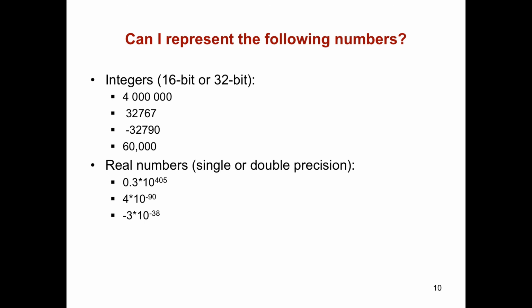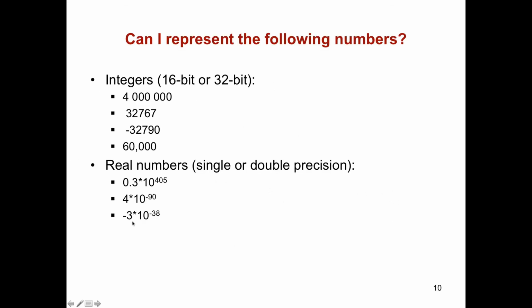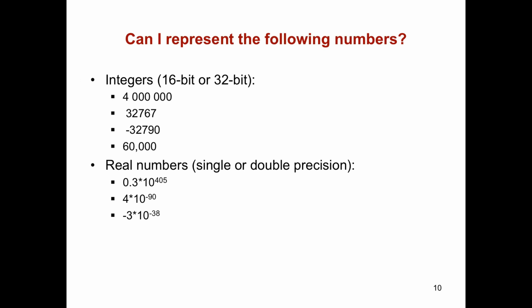This number, can I do it in single? No, because roughly to the 38 or minus 38, those are the limits. So I can't do single, but I can do double. Okay. And this last one, I think it's right on the border somewhere of what I can do in single precision. Let's check. So single precision is minus 3.4 times 10 to the 38 to positive, and then this, so minus 3. Is it within?